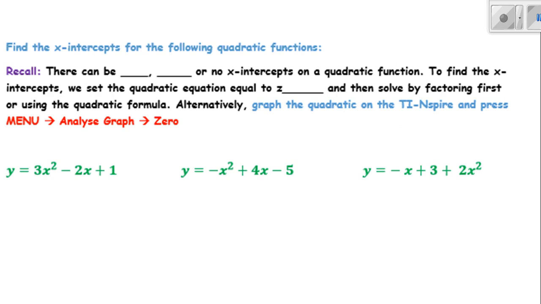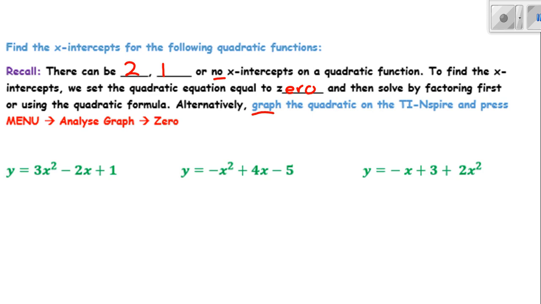Now you're asked to find the x-intercepts for the following quadratic functions. Remember, there can be 2, 1 or no x-intercepts on a quadratic function. To find the x-intercepts, we set the quadratic equation equal to 0 using the null factor law, and then solve by factoring first or using the quadratic formula, or complete the square if you want. Alternatively, graph the quadratic on the TI Inspire and press menu, analyze graph, and zeros.